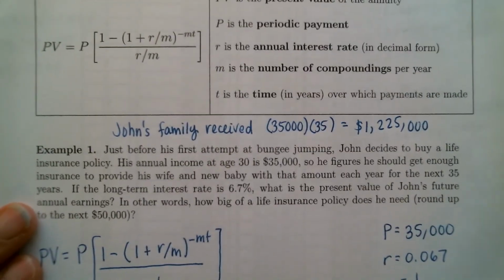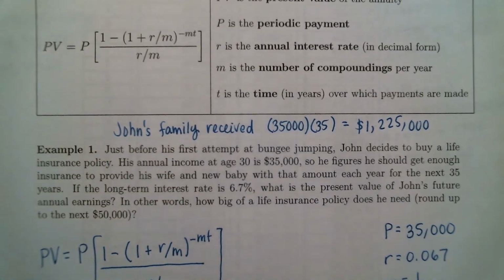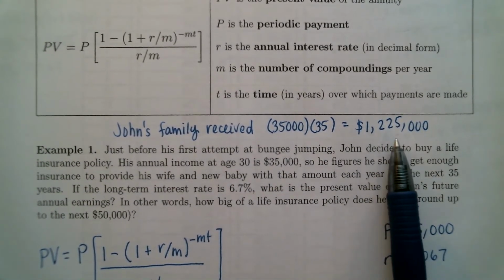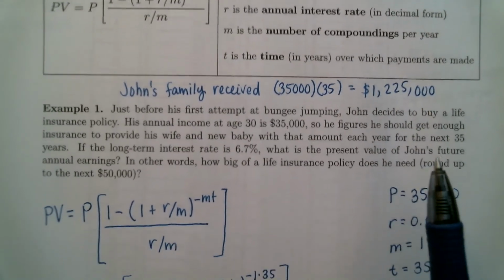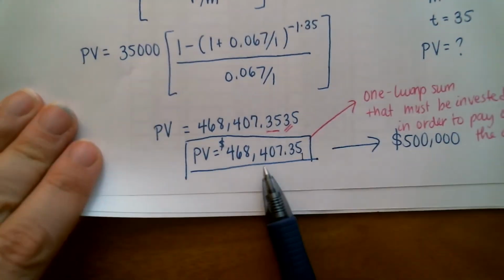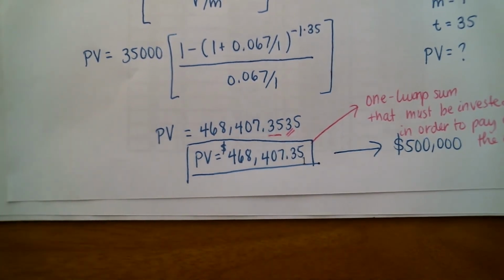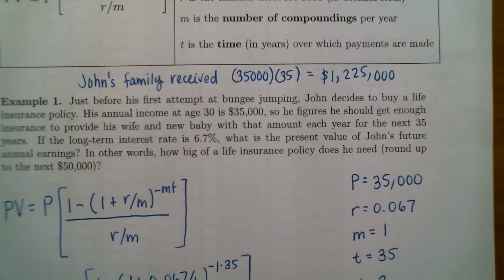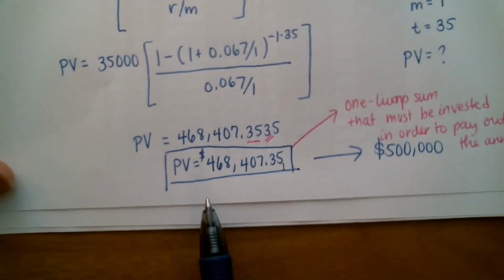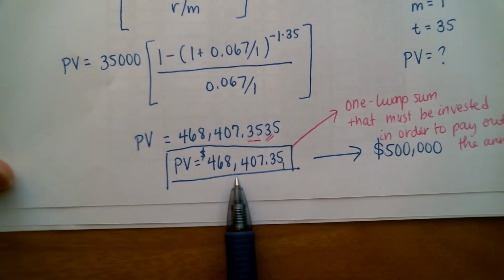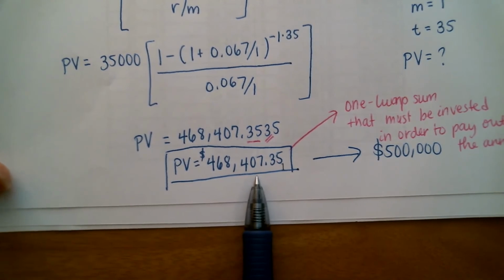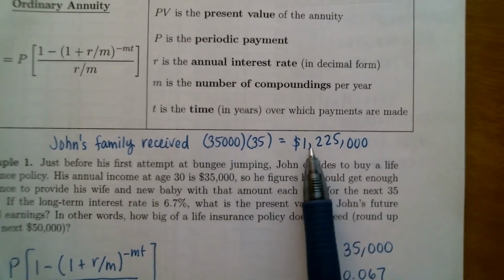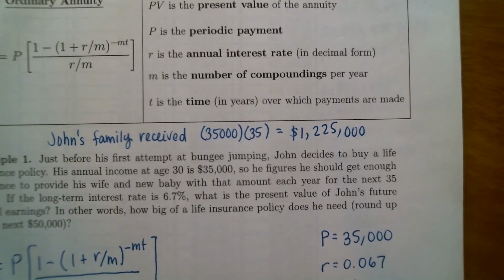I just took $35,000 per year times 35 years. They got $1,225,000. That is significantly more than this amount. So the insurance company didn't have to have $1,225,000 on hand to pay out this insurance policy. They had to invest a far smaller amount. This is way less than $1,225,000. They had to invest less than $500,000 to pay out this total of $1,225,000 to the family.